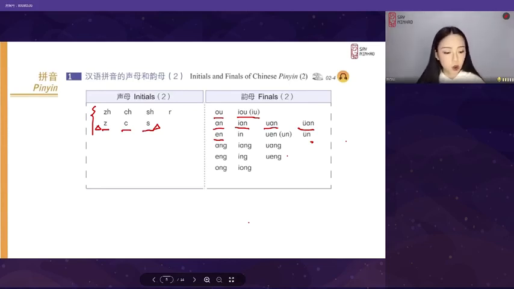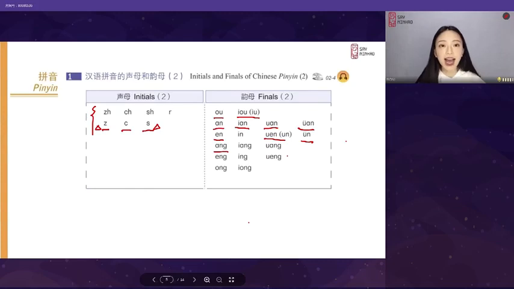Next one is wun. First pronounce u and then pronounce an. Wun, wun. Read after me, please. Wun. Next one is yun. Pronounce y first, and then pronounce n with your nose and your tongue. Yun, yun.